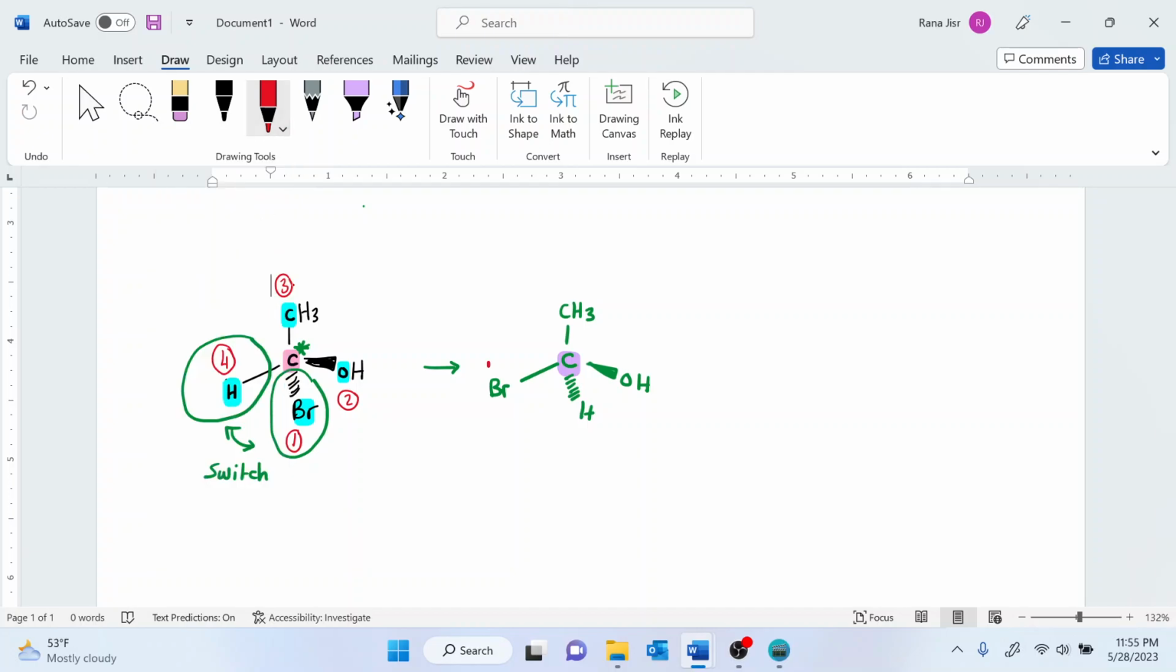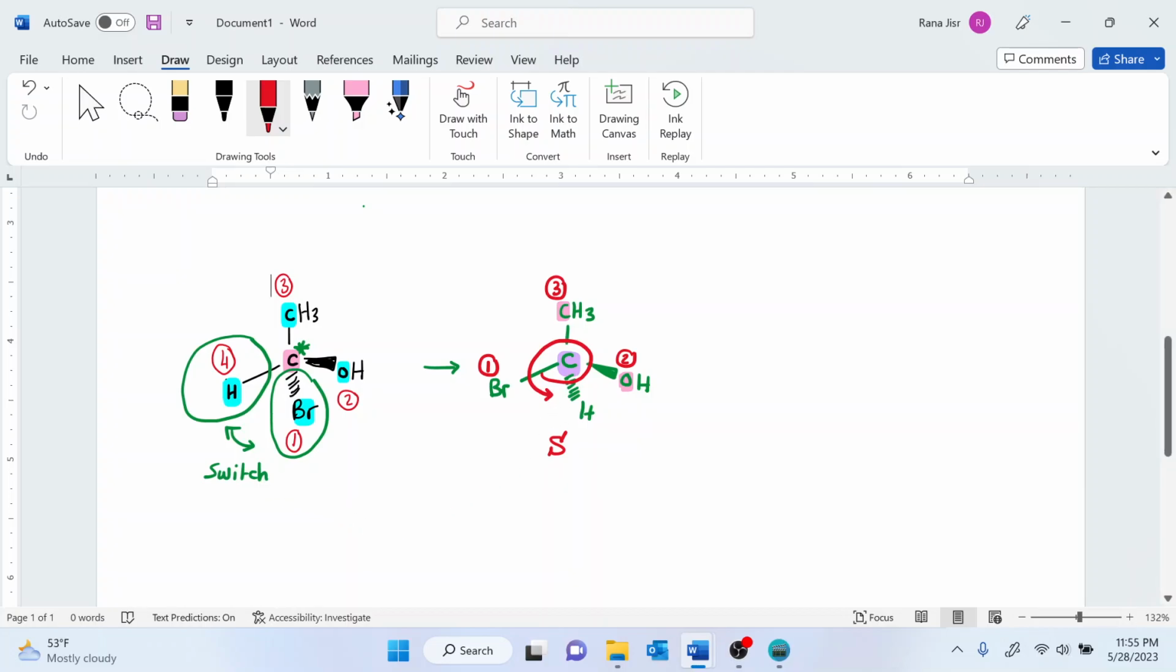You arrange the groups based on the higher atomic number or mass number. Bromine comes first, then the oxygen. We mentioned that you go one element at a time. So you look at the oxygen, not the OH, the oxygen. And then you look at the carbon in here. This is going to be 3. Neglect the hydrogen, and you're moving by 1, 2, and 3. So the configuration here, after the switching, the configuration is an S configuration. It's counterclockwise, it's an S.